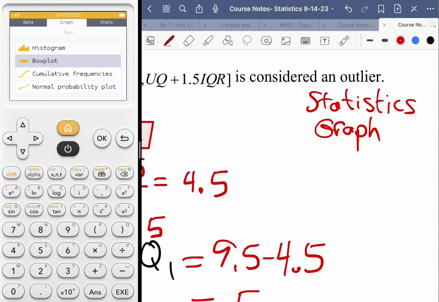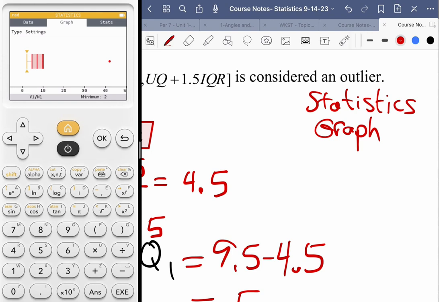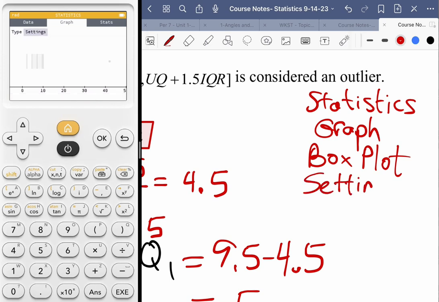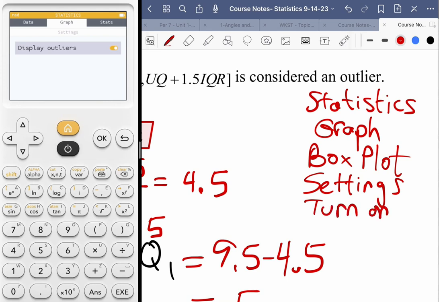All right, so I'm going to hit box plot, okay, and your graph may not look exactly like this, because I have a setting that's selected, and I'm going to tell you to select that also. So if you go to settings, you'll see an option for display outliers. Turn on display outliers.